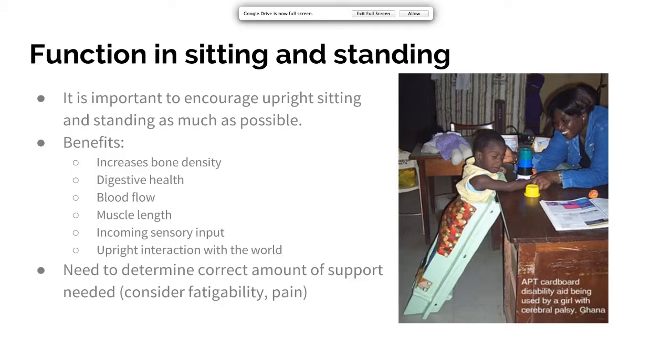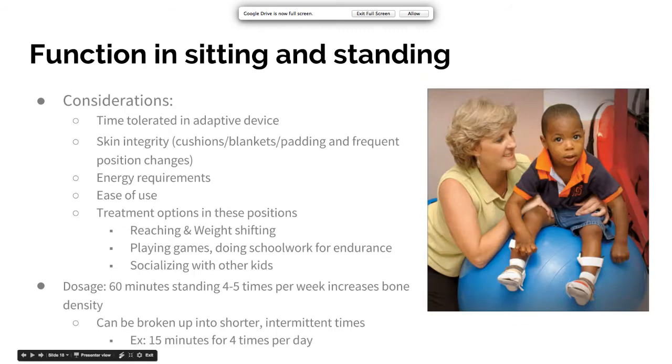When getting a child with cerebral palsy standing or sitting, we need to determine the correct amount of support needed. If they are new to sitting or standing, they could fatigue rather quickly and it can be painful. You may need to start out by having them sitting or standing for 5 minutes, 3 times per day, and eventually increase the times or frequency as they can tolerate. On the right, you can see a young child standing in a stander made out of cardboard. This could be something that could be used to help increase their tolerance.